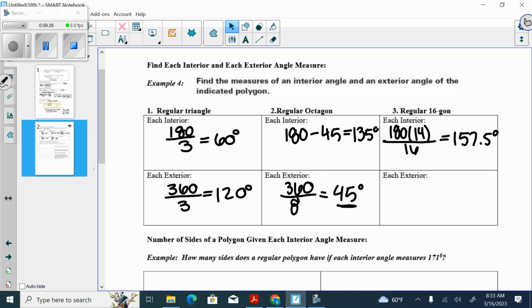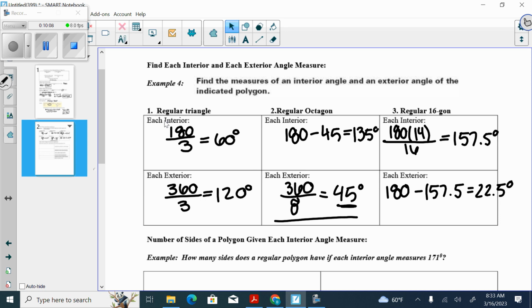Okay, and I could do 360 divided by 16, or just like we did up here, I know that the two have to add up to 180, right? So my exterior angle would just be 180 minus 157.5, which would give me, good. So that's just an option. Typically, it's quickest if you find the exterior using the actual rule, because you just have to divide, and then you could subtract from 180 to find the interior. But it works both ways. If you find this one first, then you can subtract from 180 to find the other.